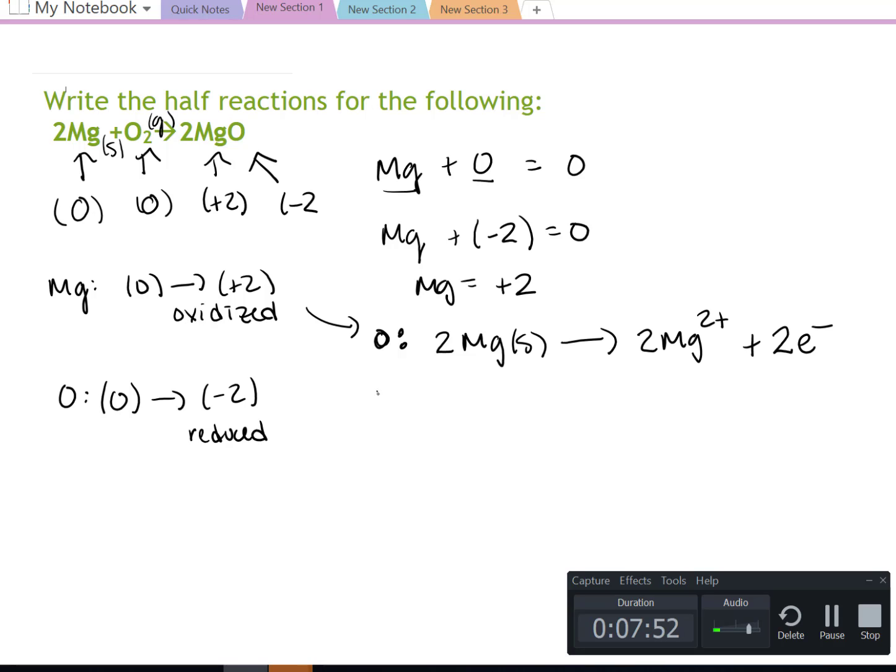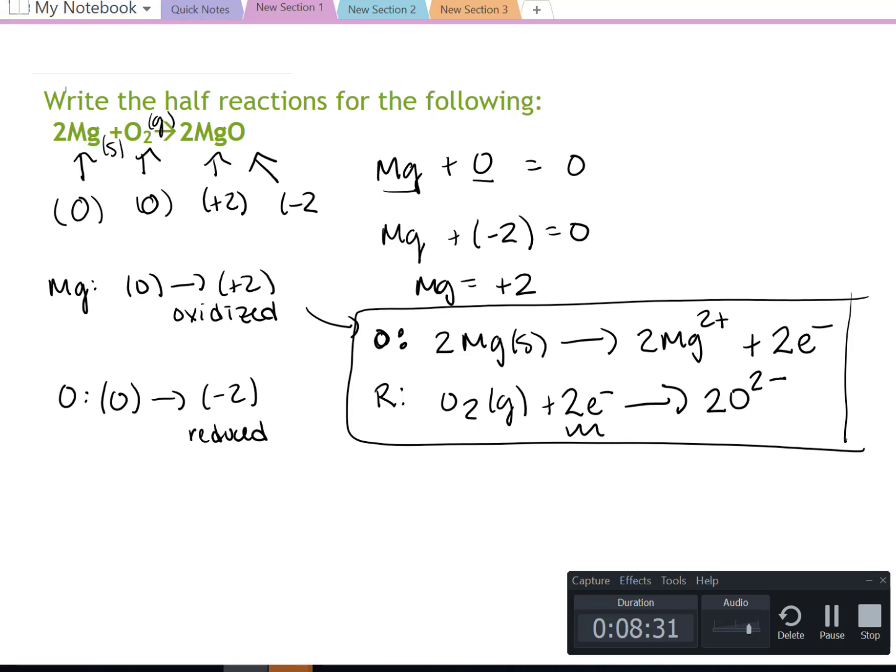Now we're looking at reduction. Reduction is looking at the oxygen. So we have O2 gas. It's going to gain 2 electrons, so this is going to be on the left-hand side of the arrow to show the reaction. So it's going to be over on the reactant side. Then we have O2 gas plus 2 electrons is equal to 2 O 2-. So this would be our half reactions for the following.